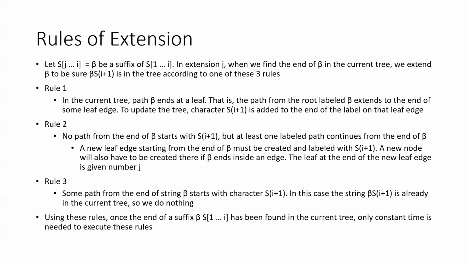These rules are pretty formal, but I'm going to try to break them down in pretty simple terms. Rule 1 says that in the current tree, path beta ends at a leaf. So if you follow beta in the current tree, you end at a leaf. That is, the path from the root labeled beta extends to the end of some leaf edge. To update the tree, character I+1 is added to the end of the label of that edge. What does that mean? Basically, rule 1 just says add the I+1 character to the end of each leaf edge.